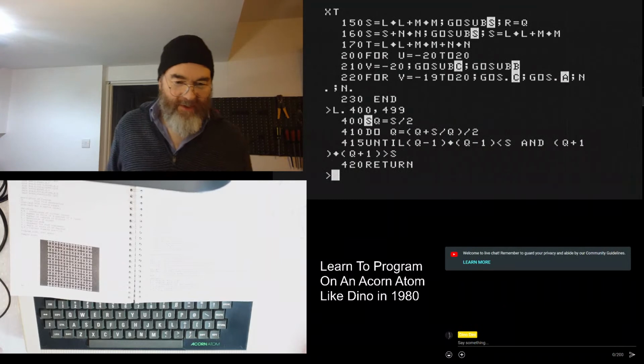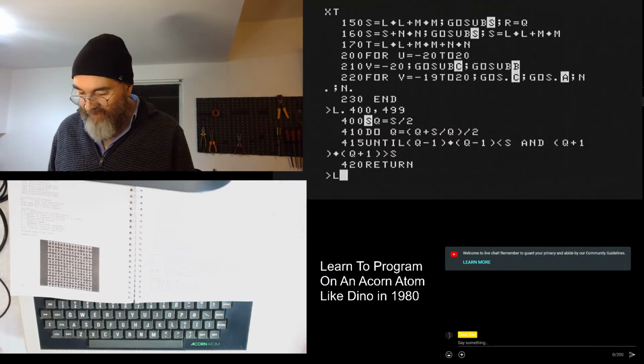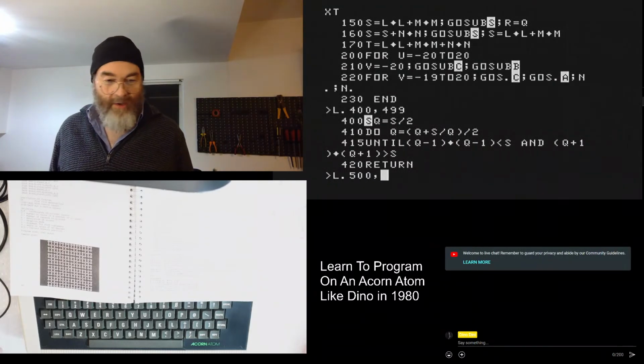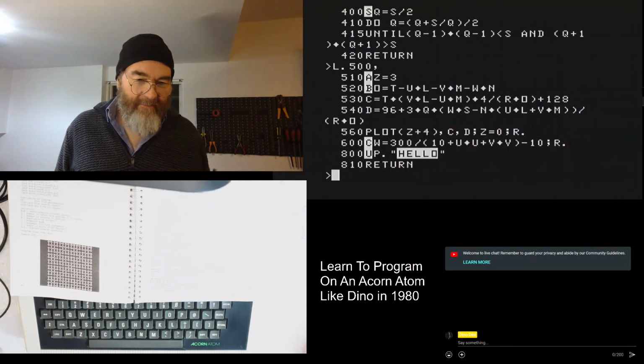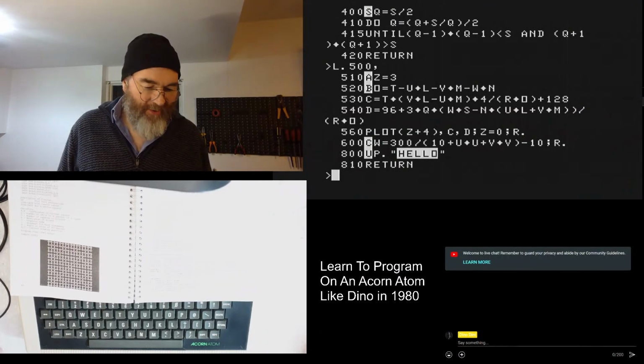And then if we list 400 to 499, that's the square root routine, which we already checked and worked, and then I can go from 500 onwards. A, Z equal 3, B, O. Yes, I can see O is a fatter circle than the 0 in the font here on the page. And obviously you don't assign to 0.